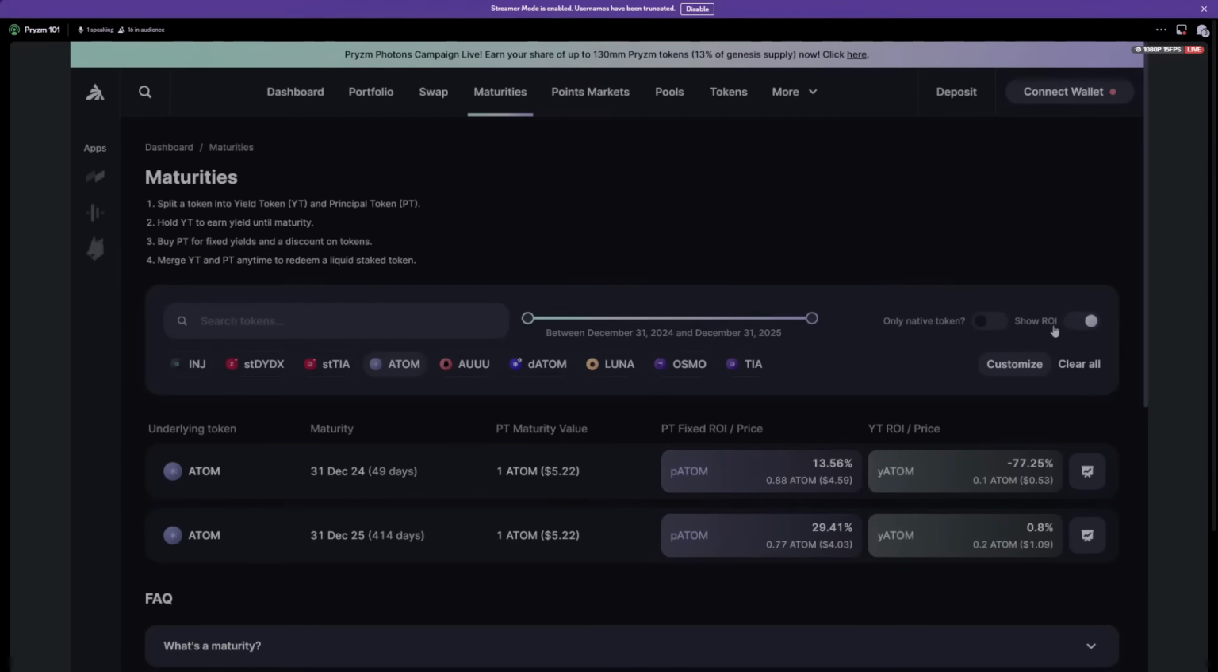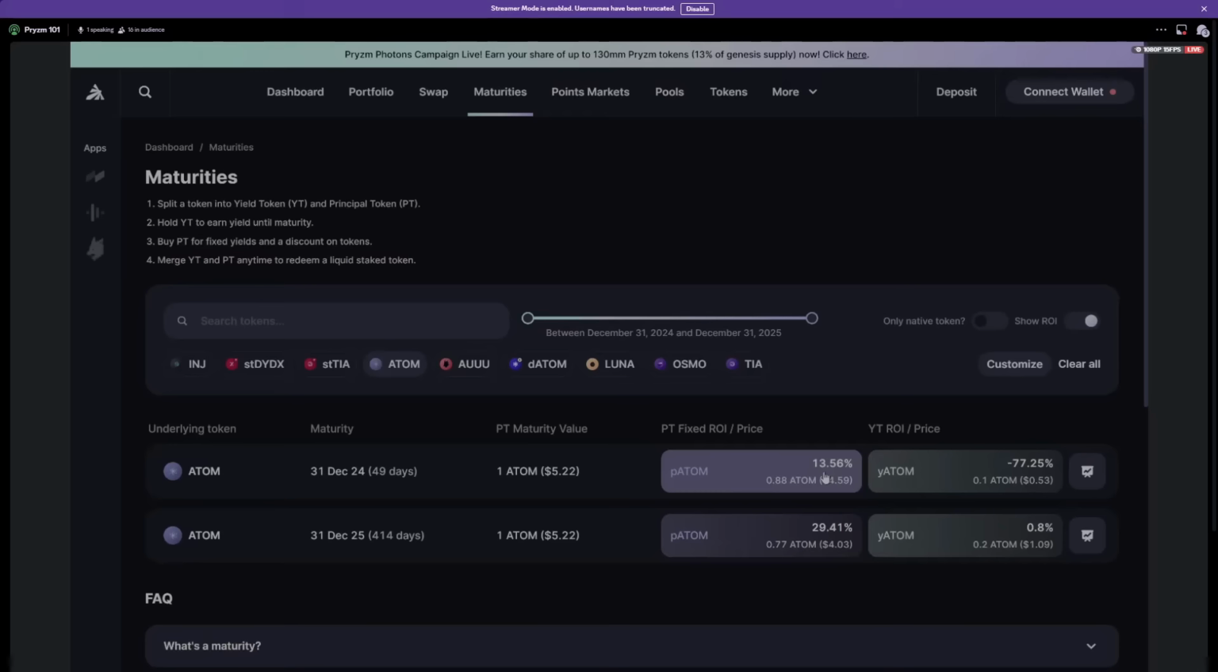That is a return of 13.56%. So we can click this ROI toggle, so return on investment. What that means is you spend 0.88 Atom now, and in 49 days you get 1 Atom, which gives you a 13.56% fixed return.